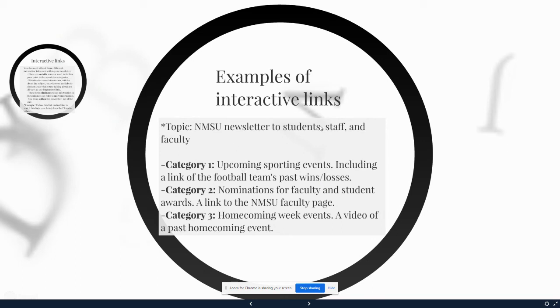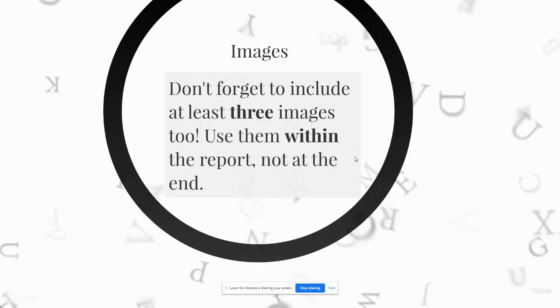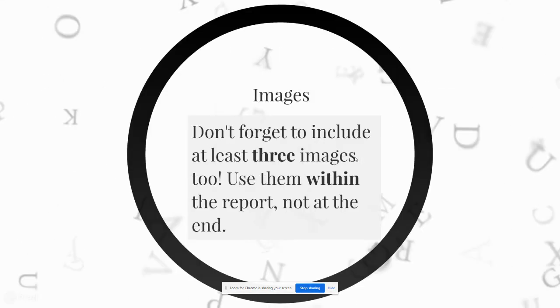Newsletters summarize information more. If your second category was nominations, a link to the faculty page for the audience to learn who the faculty is in more detail. That way you don't have to write all the hundreds of faculty members' names and information on your own. The link takes care of that. Homecoming events, a video of a past homecoming event, maybe, something like that. So that's just what I'm getting at with how to use interactive links. Entirely up to you. It's just a way to further the information that you've summarized.